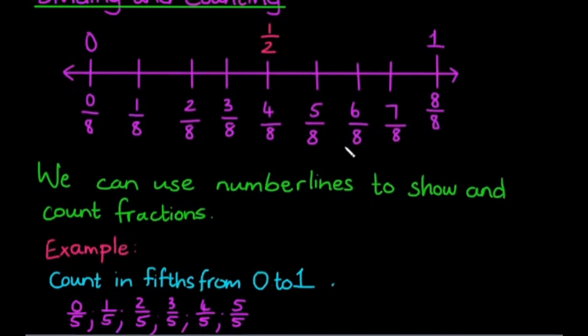As you can see here, I have a number line that is from 0 to 1, and these are counting 8s. So all the way from 0/8 to 8/8, 8/8 makes up a whole because all 8 parts have been used. And in between we have 4/8, which is our halfway mark, which makes it 4/8 equal to a half.